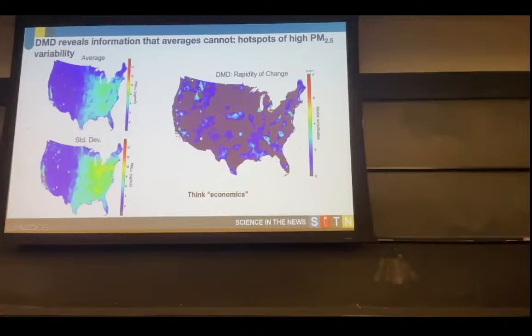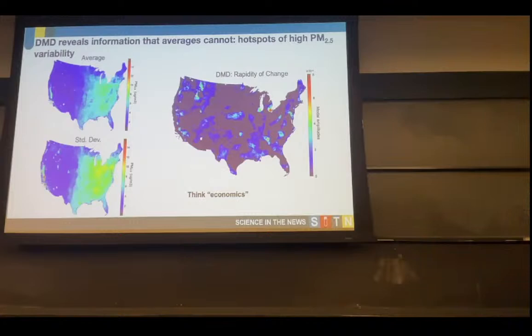Standard deviation, which is a classic statistical measure of variability, mimics the average. It's higher in the east than in the west, except California. This makes sense because standard deviation just operates off of the mean, or the average. That's how that statistical measure works. But what DMD does is not work off averages, it really calculates the rapidity of the change in concentration. So it's a true measure of variability.